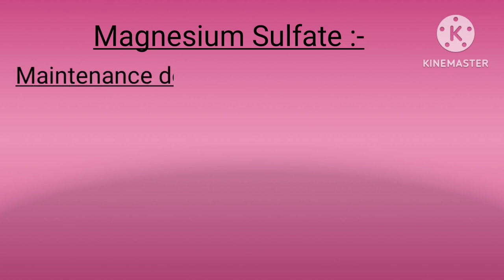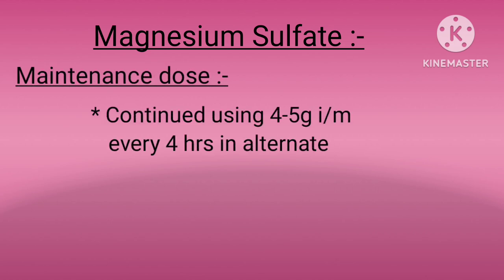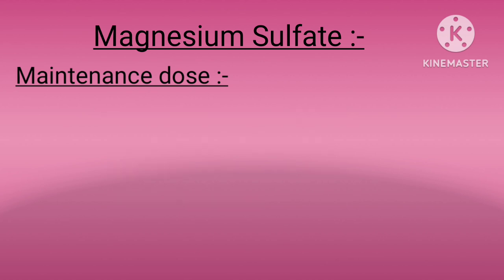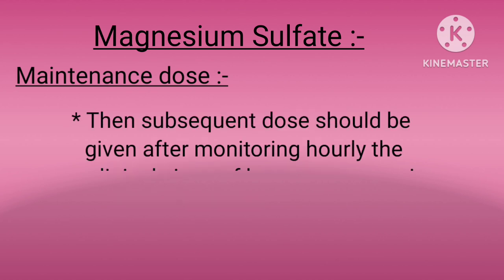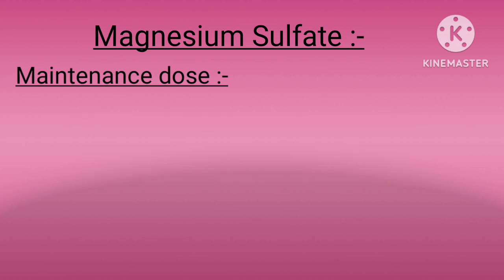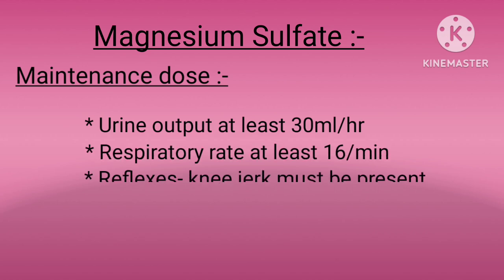Maintenance dose is continued using 4 to 5 gram IM every 4 hours in alternate buttock for 24 hours after the last seizure. Then subsequent dose should be given after monitoring hourly the clinical signs of hypermagnesemia: urine output at least 30 ml per hour, respiratory rate at least 16 breaths per minute, reflexes should be there, knee jerk must be present. Okay.